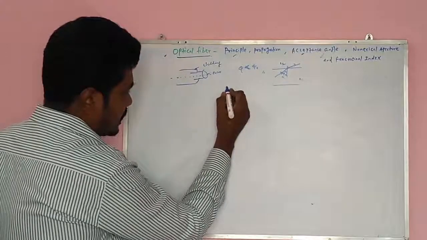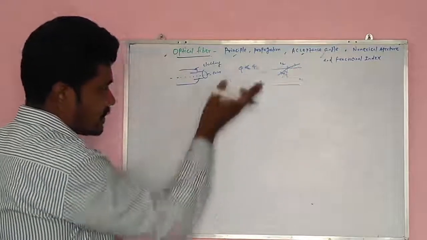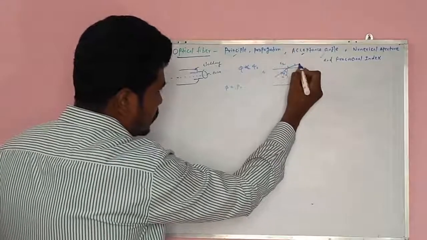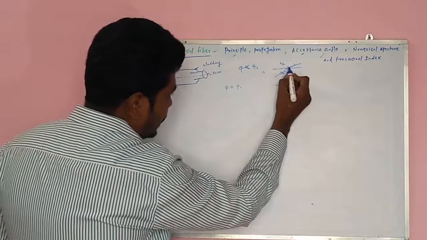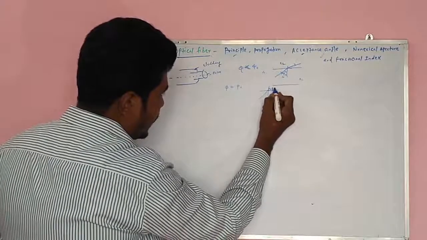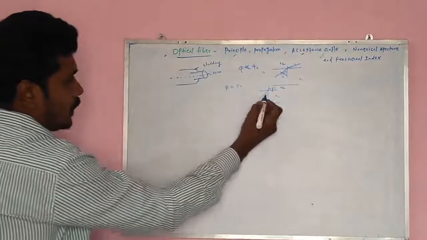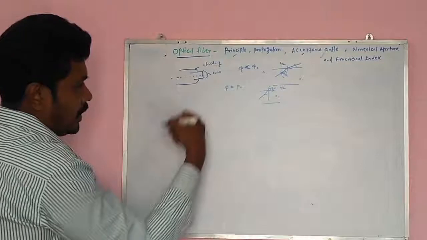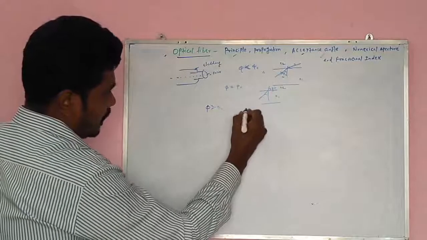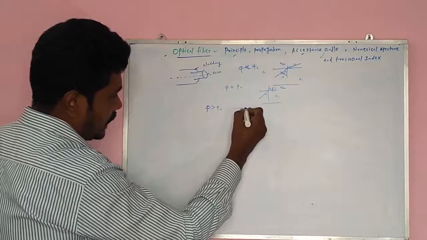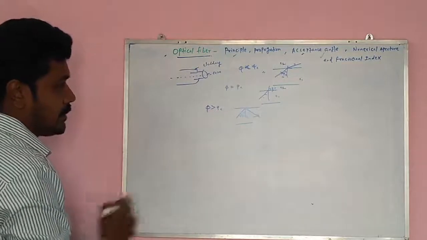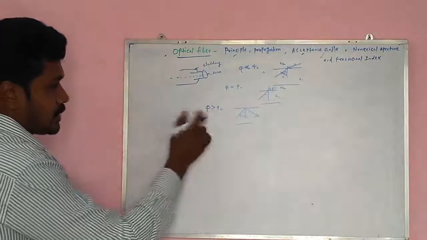The other condition is phi equal to phi c. When phi equals phi c, the light travels in the intermediate layer, at 90 degrees to the cladding surface. This angle is phi equal to phi c. Another case is phi greater than phi c: the light is completely reflected at the core surface when the angle is phi greater than phi c. The critical angle is much less than the incident angle. This is the condition phi greater than phi c.